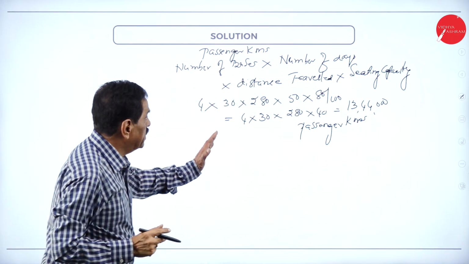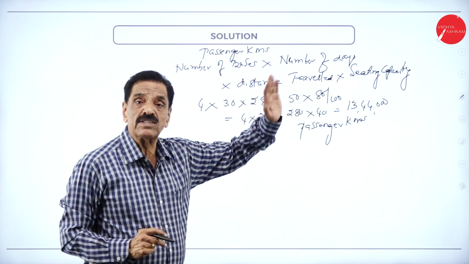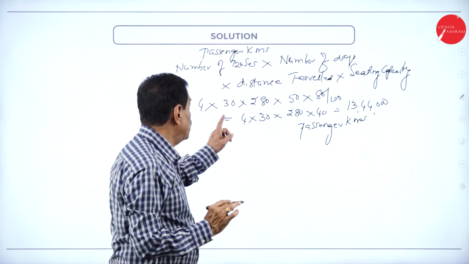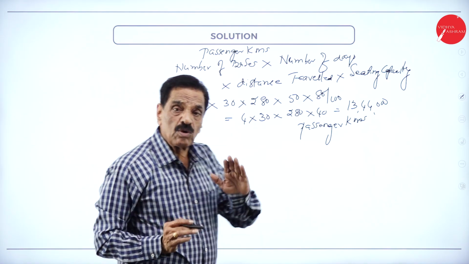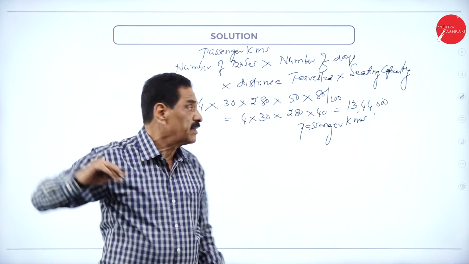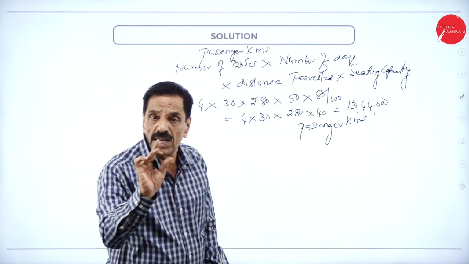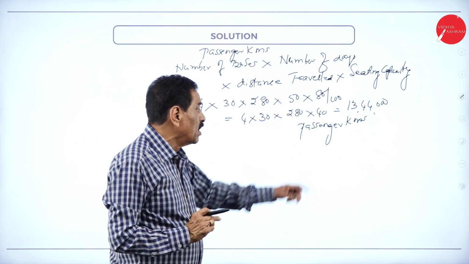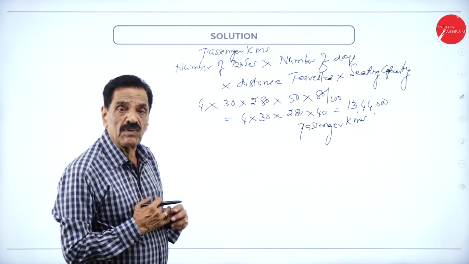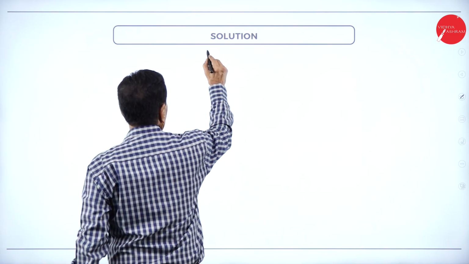So number of buses into number of days into distance traveled into seating capacity. Number of buses are 4. It's the month of April, 30 days. So 140 kilometer round trip, going 140, coming 140, is 280 kilometers. Seating capacity 50, but occupied is only 80%, means 40. Totally in the month of April, how many passenger kilometers will run? 13,44,000. Now you have to prepare the operating cost sheet.